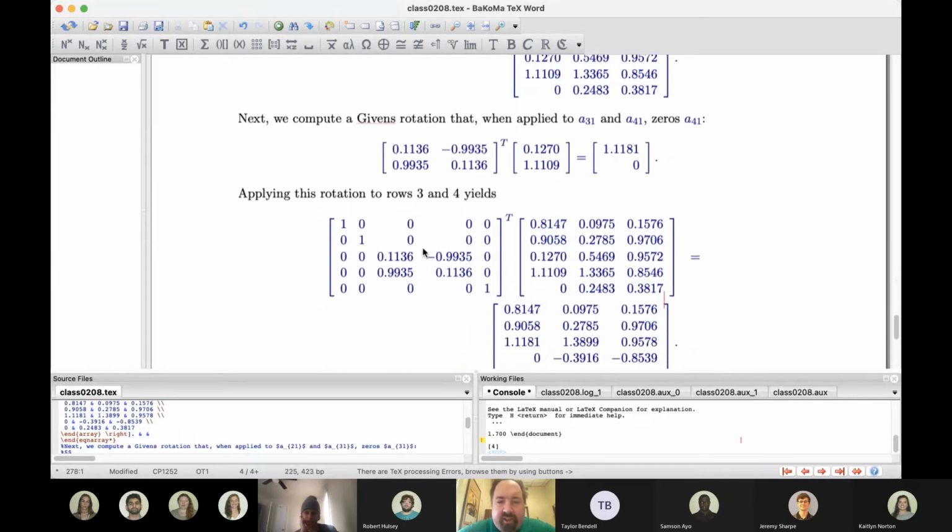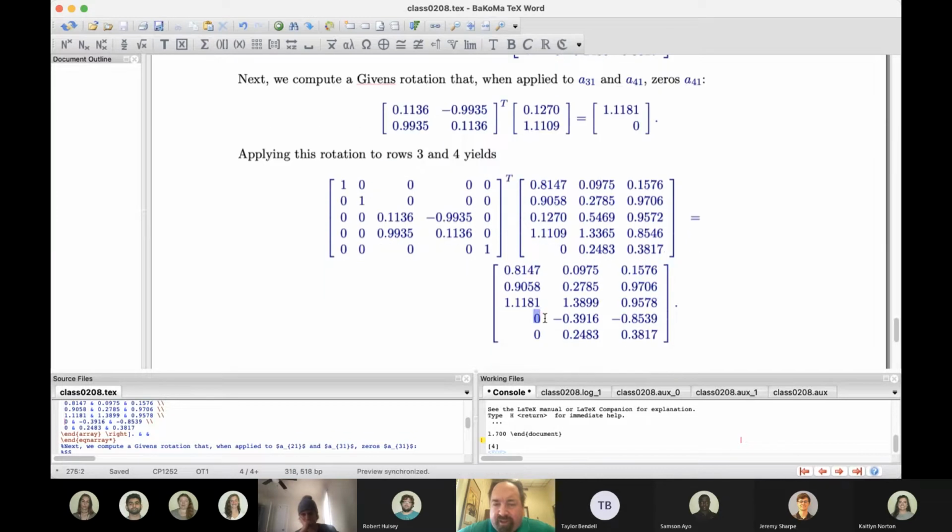So what does that look like? Here's my Givens rotation. Notice it's identity in rows 1, 2, and 5. Rows 3 and 4 are where I have this cosine sine pair arranged as a Givens rotation. And I work on rows 3 and 4. And now that entry is zeroed. These other entries are changed.